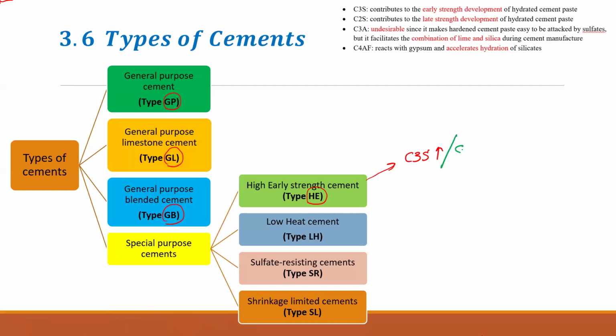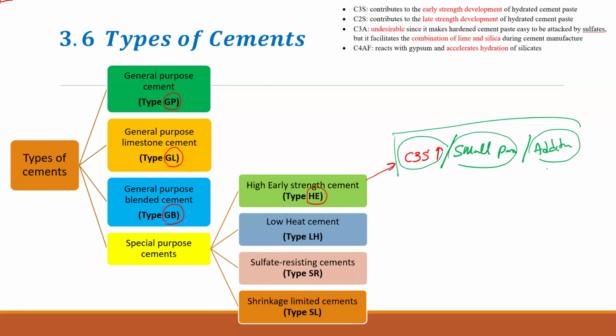we can have small particles, or else we can have additives. Additives can be cementitious materials, or else we can have accelerants as well. So this cement, we can have more C3S, small particle size, or additives added, maybe a combination of all three, and we call that cement the high early strength cement. You can find this in Bunnings.